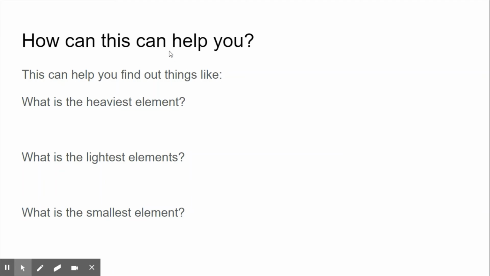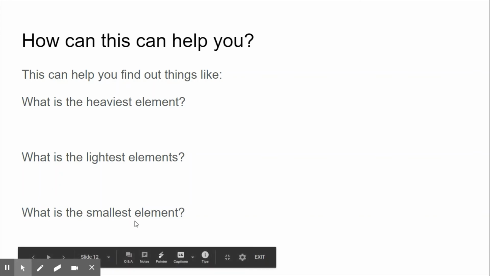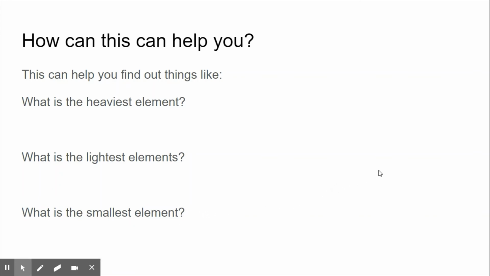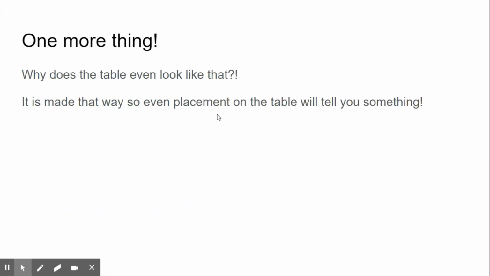So how can this periodic table help you? It can help you find out things like what your heaviest elements are, what your lightest elements are, and what your smallest elements are on your periodic table. And it can also tell you lots of other stuff too, depending on how you know how to read it. And then again, why does the table look like that? If you notice, it's not like a typical table or chart that normal people would make.